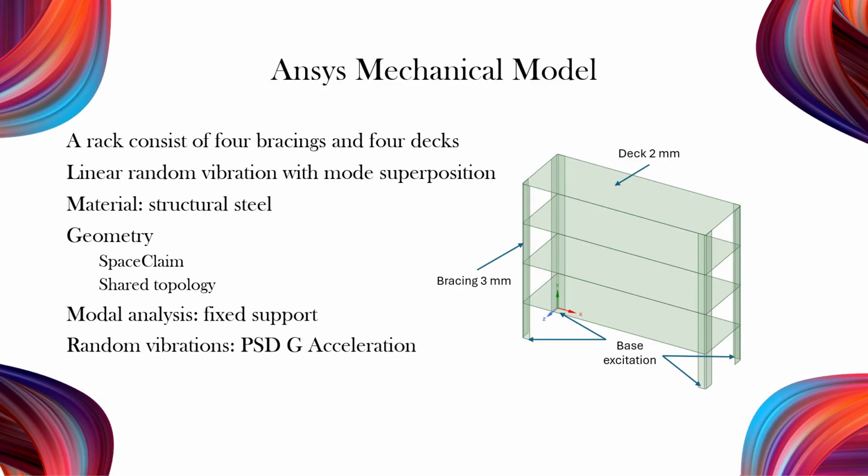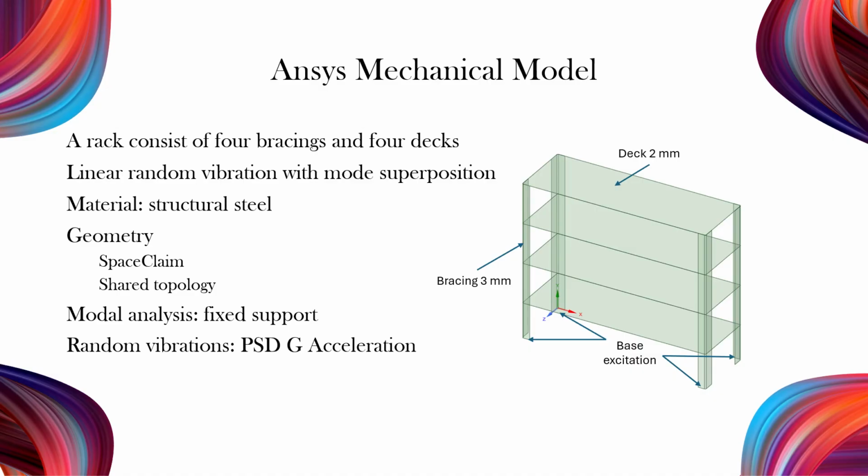Since random vibration is a linear analysis, we first need to perform a modal analysis to calculate the mode shapes, which will then be used for mode superposition in the random vibration analysis. The material is structural steel, and I'll create the geometry in SpaceClaim using shared topology to connect all parts together. For the modal analysis, the boundary condition is a fixed support at the base of the bracings, and the number of mode shapes is set to 20.